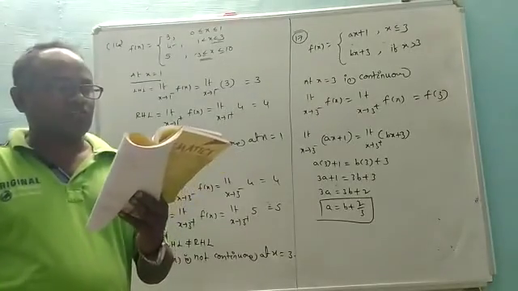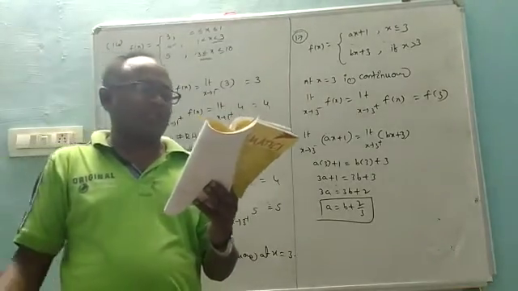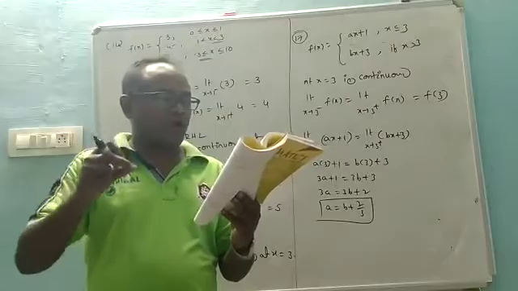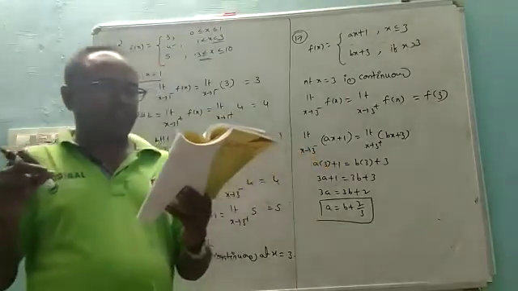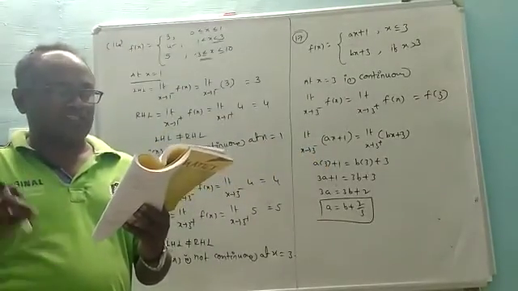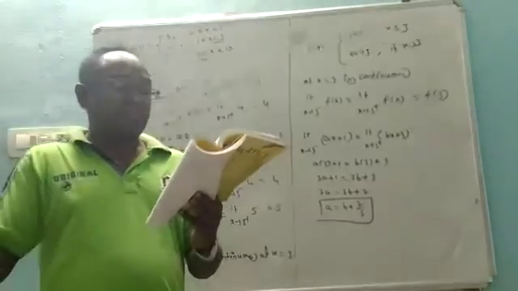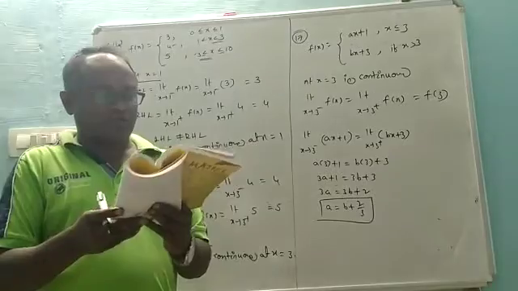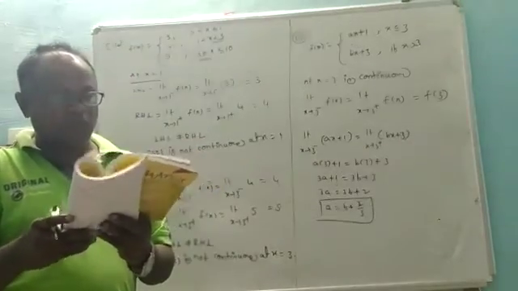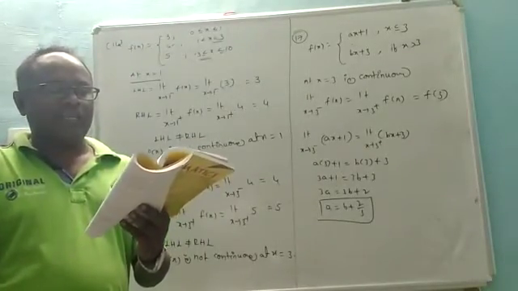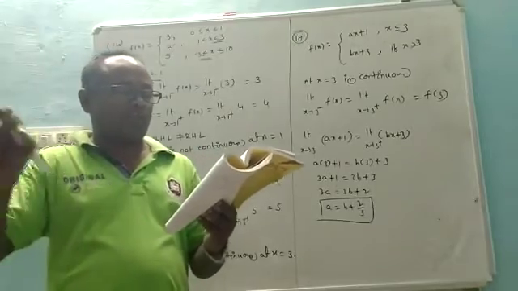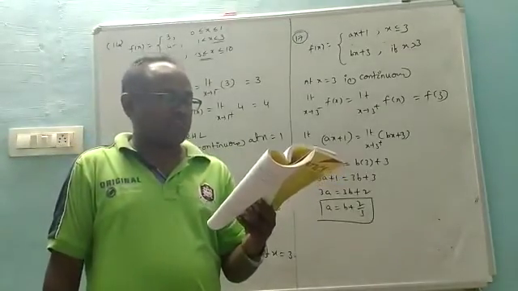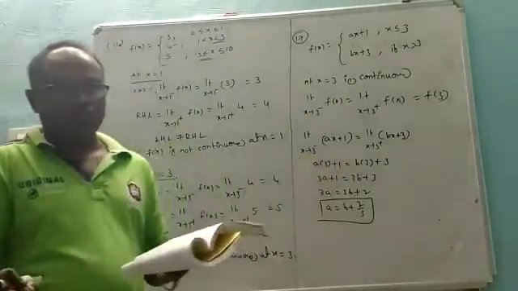In 21st also, the concept is already given. Sin x, all trigonometric functions are continuous functions. Sin x is a continuous function, cos x is also a continuous function, and the sum, difference and product are also continuous functions. In the 22nd also, cosine, cosecant, secant, cotangent, all trigonometric functions are continuous functions.